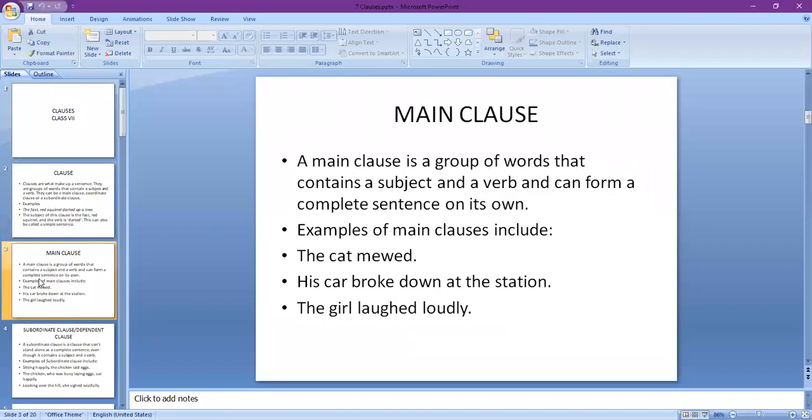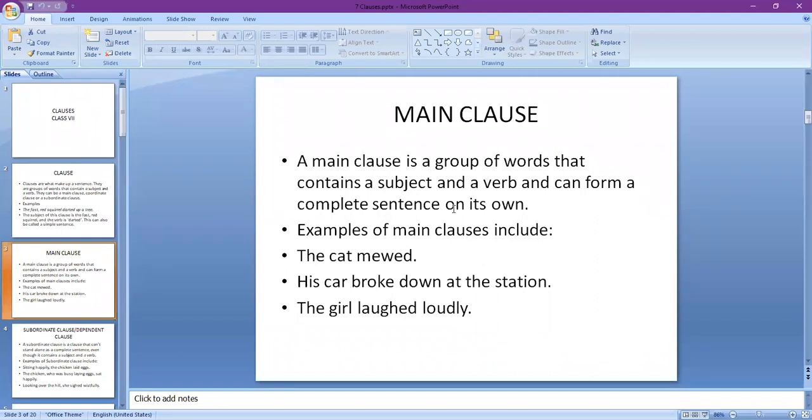Now let us see what the main clause is. A main clause is a group of words that contains a subject and a verb and can form a complete sentence on its own. Now main clause क्या है? एक sentence है जिसमें verb भी है और subject भी है और वो अपने आप में पूरा होता है.